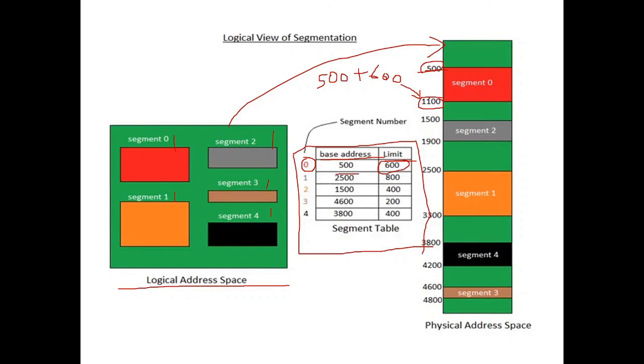Similarly, you can check segment 1. It is stored at location 2500, and the size of that segment is 800. When you add it, you get the ending address of that segment. So this is the starting and ending location where that segment is stored. Like this, wherever there is memory space and the segment fits, it can be utilized.